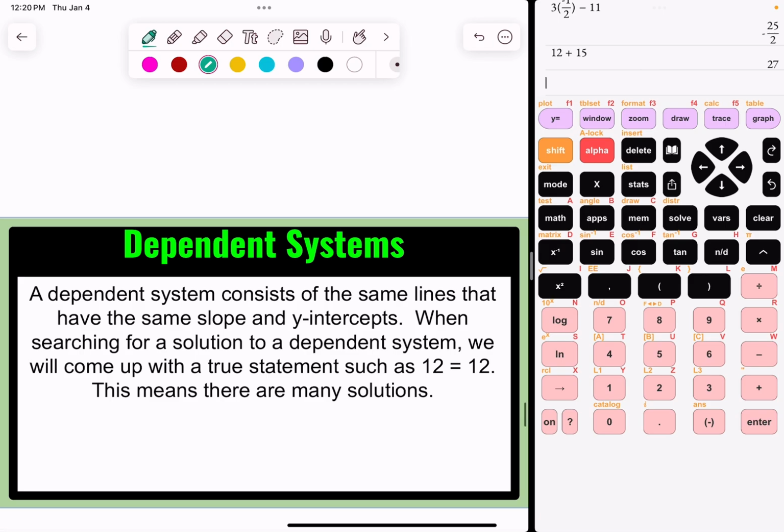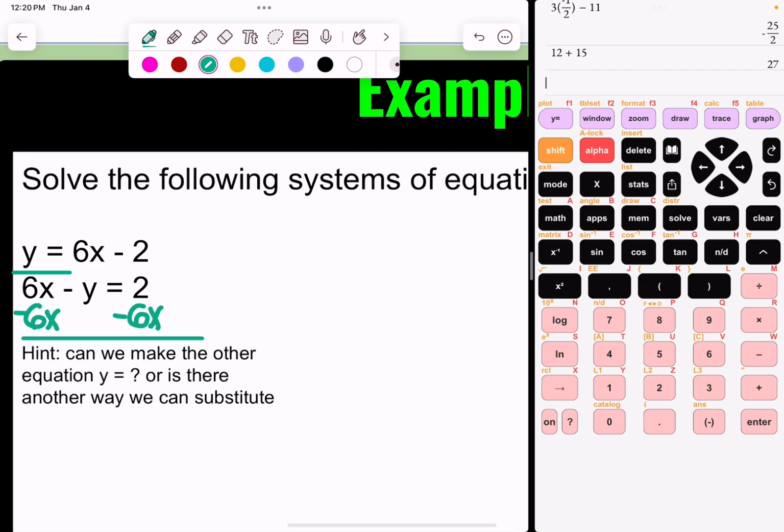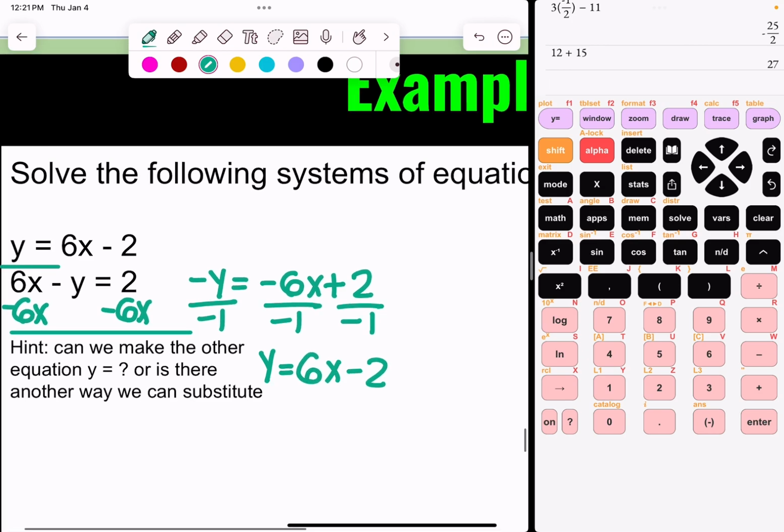So let's look at this example problem. I see that this one says y equals, so I want the bottom one to say y equals. So I'm going to subtract 6x. That would give me negative y equals negative 6x plus 2. Divide both sides by that negative 1. We'll see tomorrow there could be another way to do this because maybe we don't want to do that extra step of dividing by 1. But for right now, this method looks perfect.